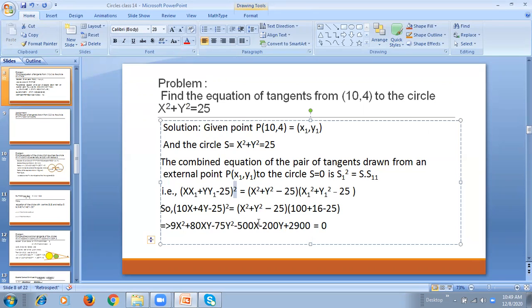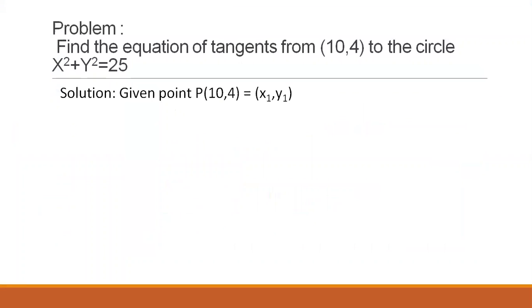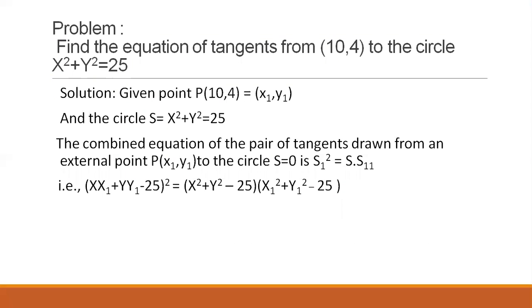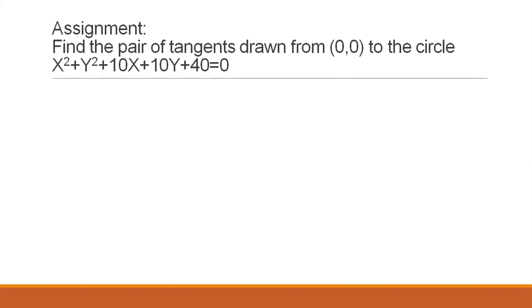On simplification of the above equation, we get the equation 9x square plus 80xy minus 75y square plus 500x minus 200y plus 2900 as the equation of the tangents drawn from (10, 4) to the circle x square plus y square equal to 25. That means it's a combined equation of the tangents drawn from P to the circle S equal to 0. Using which formula, children? S1 square is equal to S into S11.